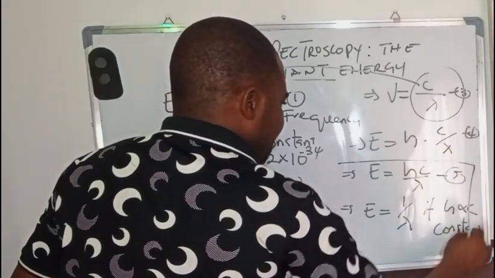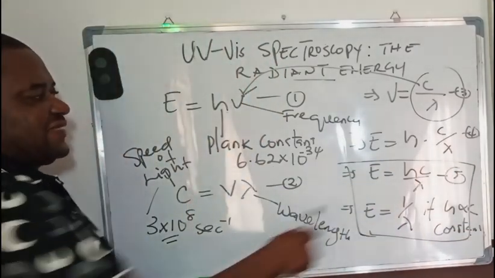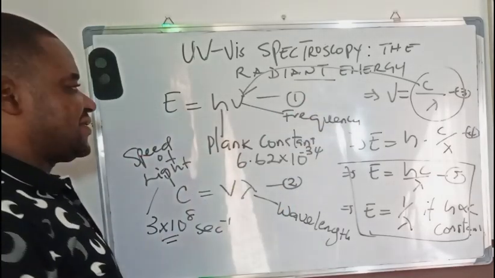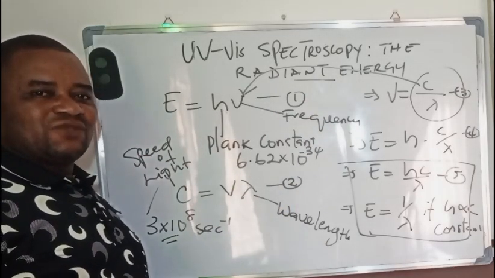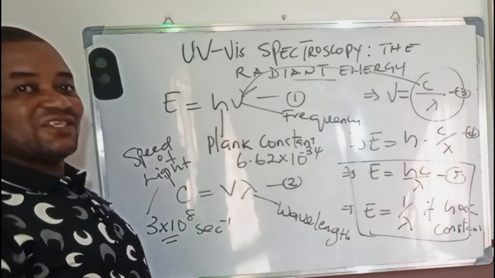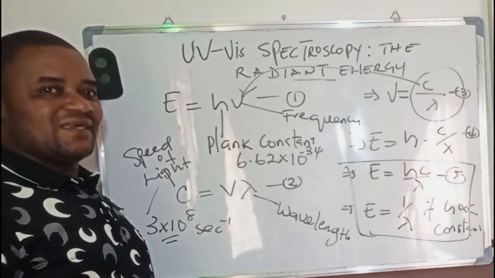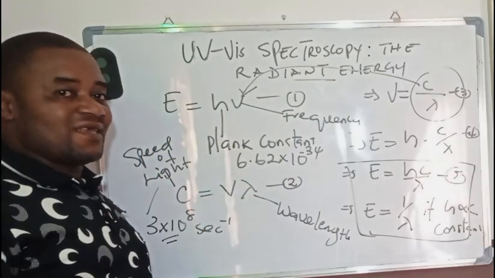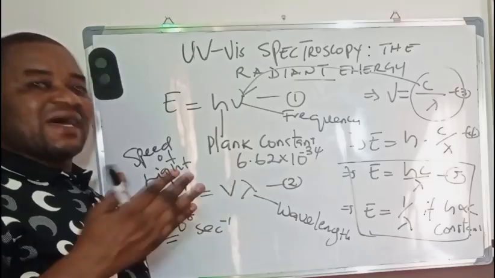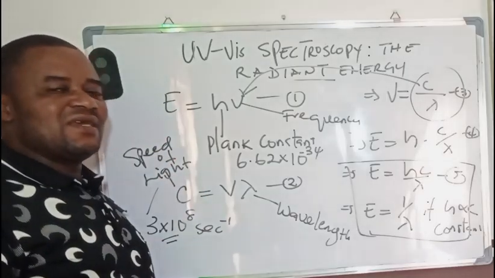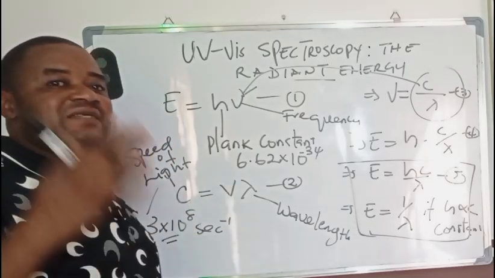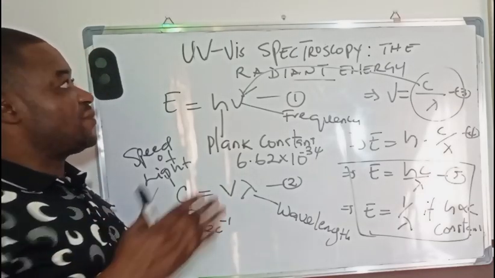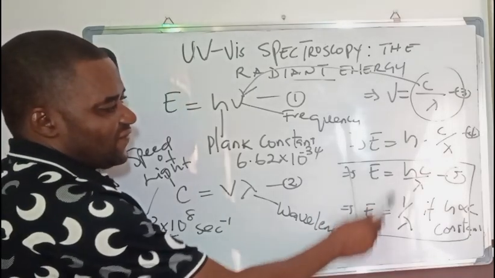This equation here is the equation that defines the radiant energy. So at any point in time, you are given a question to calculate the energy of radiation, the energy that is transmitted in the course of any spectroscopic analysis, say UV visible or IR. That particular energy that is transmitted is simply the radiant energy, and the equation that allows you to determine that particular energy transmitted in the course of any spectroscopic analysis is either of these equations.